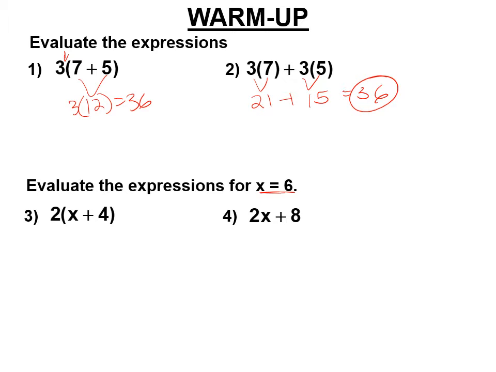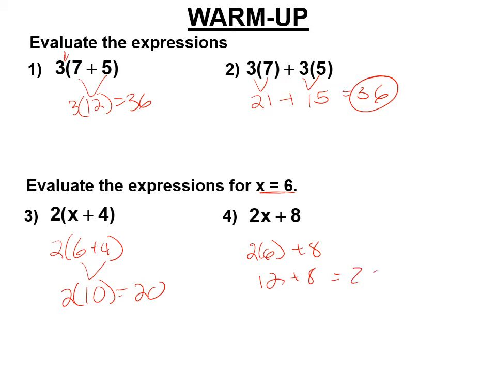X equals 6 here, so we have 2 times 6 plus 4. 6 plus 4 is 10, and 2 times 10 is 20. Here, 2 times 6 is 12, and 12 plus 8. Oh my goodness, 20 again. So what's going on here? It's called the distributive property.